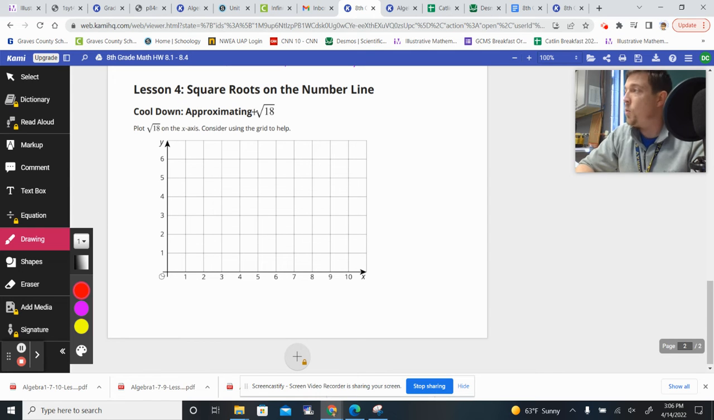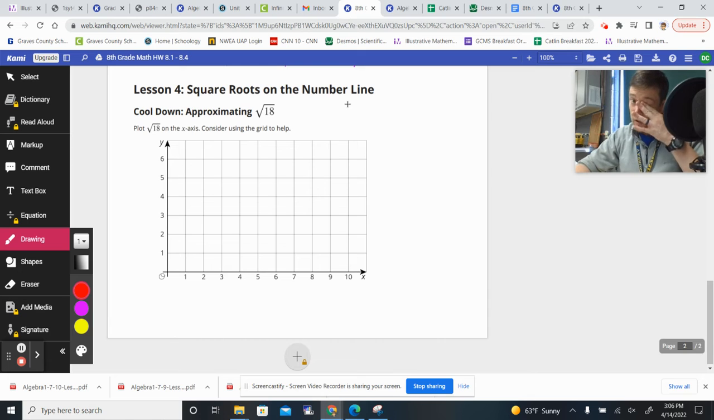Lesson 4, we're looking at square roots. Where do they land on the number line? All right. And so we're approximating what the square root of 18 equals. The square root of 18 is a number that's a decimal that repeats forever. There's no way to know exactly what it is because it goes on forever. But we can approximate where it's near on the number line, between what two whole numbers.